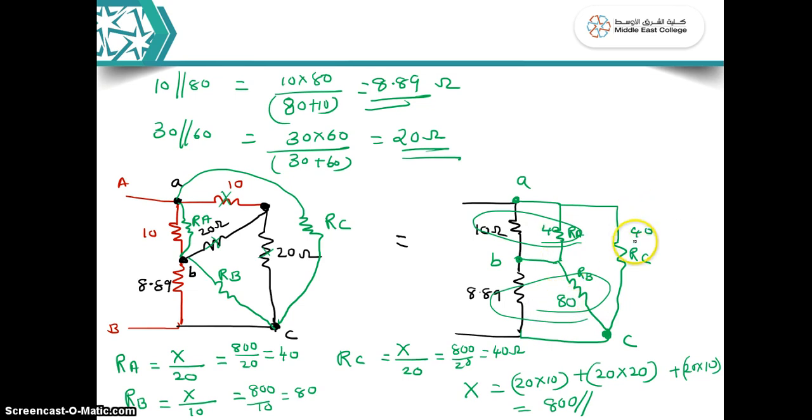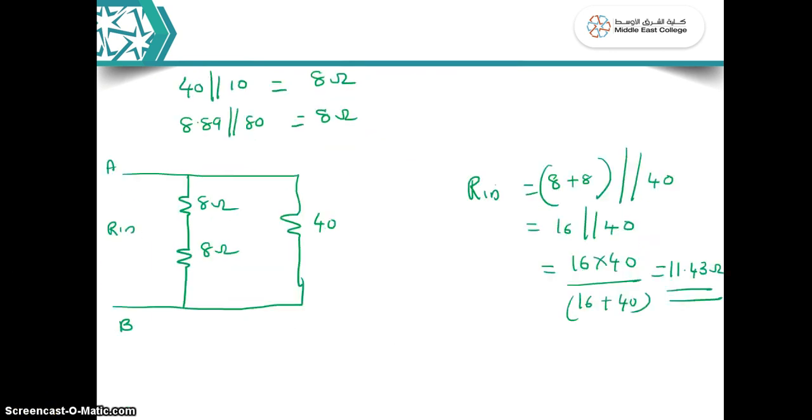Now we see that these two come parallel, these two come parallel. Now the whole network will come with that 40 ohm resistor. On replacing, 8 comes in series, 16 will come, in parallel with 40 ohm. So you will get our input as 11.43 again. The same answer we got by using delta to Y. So this is the case by using Y to delta. According to your convenience, you can use either.